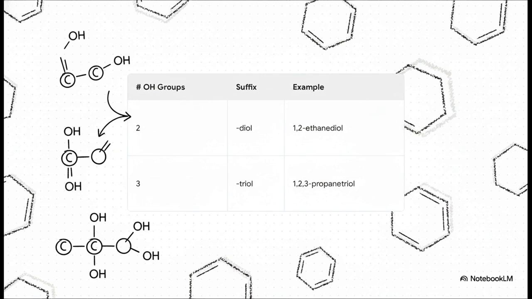Now there's one tiny but super important detail here. Did you notice we keep the full alkane name? It's ethanediol, not ethdiol. That E sticks around. And of course we use numbers to show where each OH group is, just like in the example, 1,2-ethanediol.